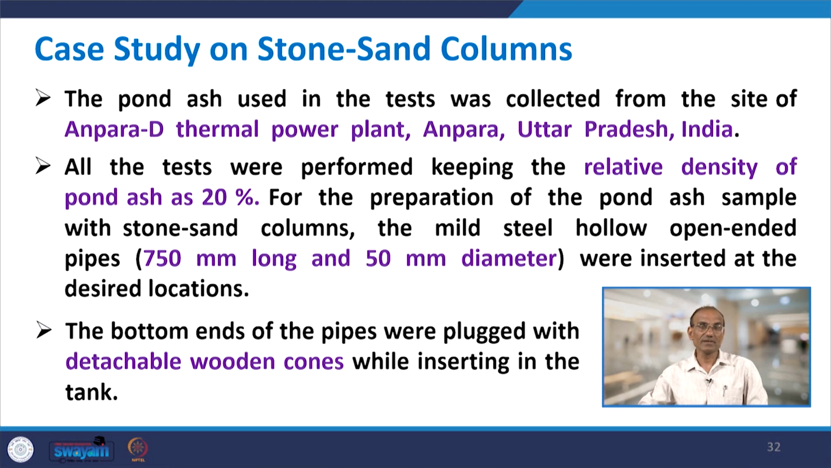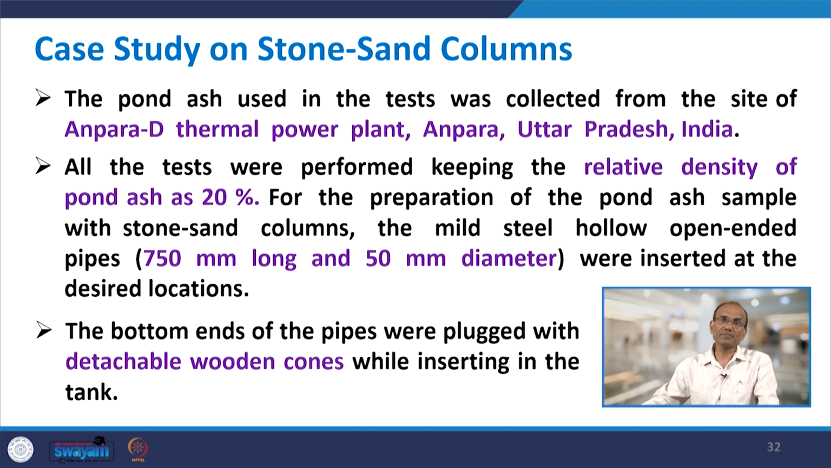The pond ash used in this test was collected from the site of Ampara D thermal power plant, and this Ampara D is near Varanasi in Uttar Pradesh, in the eastern part of Uttar Pradesh. When you go away from Varanasi there is a district called Robertsganj, and it is coming there. This power plant was an NTPC thermal power plant. All the tests were performed keeping the relative density of pond ash at 20%.